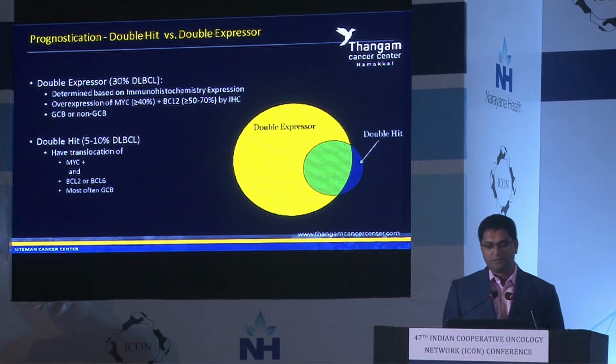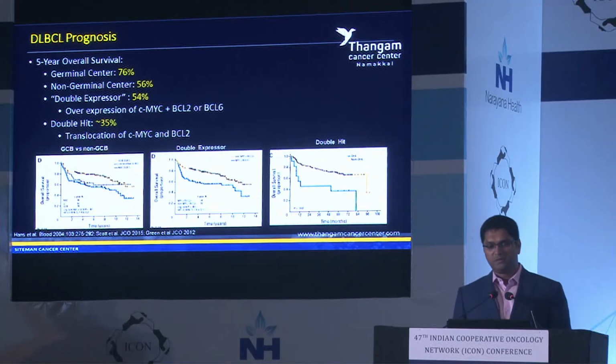Double hit and double expressor. Double expressor is overexpression of MYC and BCL2 by IHC. Double hit is you have a MYC rearrangement and translocation of BCL2 or BCL6. Double hits are usually of the GCB variety. DLBCL prognosis over the years, 5-year overall survival: germinal center is around 76%, non-germinal center 56%, double expressor 54%, and double hit 35%.